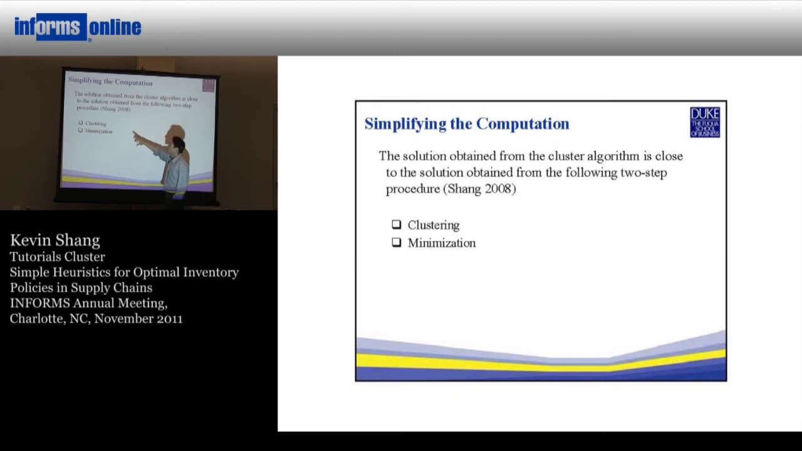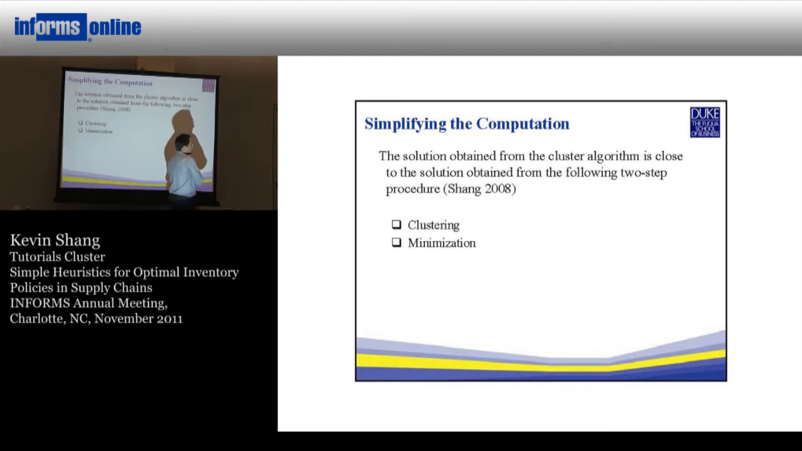So I'm going to introduce you to two procedures. After you run these two procedures, you are going to get a solution, and that solution is actually near-optimal to the original problem. So here are the two procedures. Step one is clustering. The second step is called minimization. So what do I mean by clustering? Clustering is that, given an n-stage system, I have to figure out a way to cluster some of the stages together.